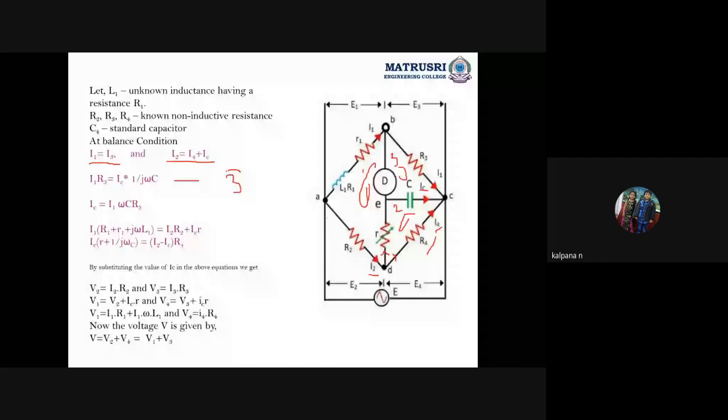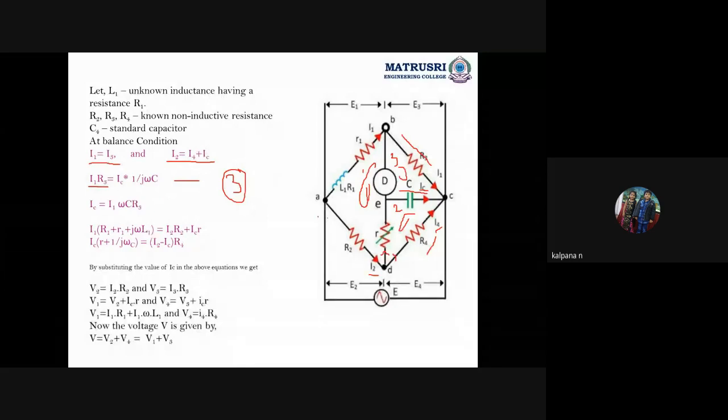Okay, from loop 3, what is the current flowing through the R3? I1. I1 into R3 is equal to, what is the current flowing through this capacitor? In this loop 3, how many elements are present? Resistor and the capacitor. So now here in this loop 3, the voltage drop across B should be 0, means the voltage drop across R3 is equal to voltage drop across C. Voltage drop across R3 is I1 R3.